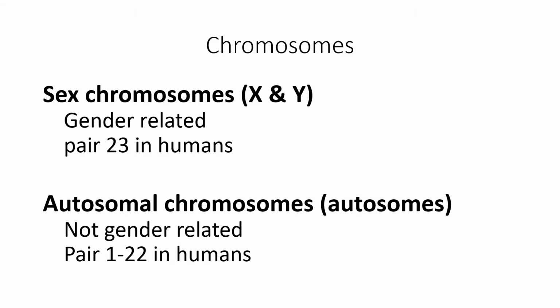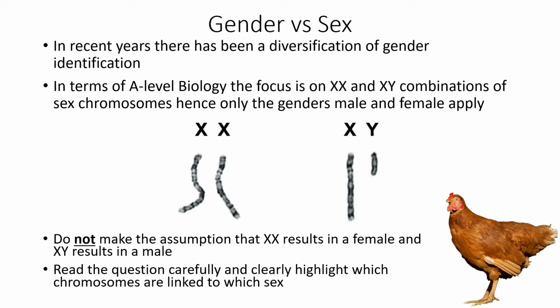of an organism. As you are aware, there has been quite a lot of debate and diversity in terms of gender identification in society. In terms of the A-level biology course, we only focus on genders male and female, and we only relate those to XX and XY chromosomes. You do need to be careful though. Don't make the assumption that every organism XX results in a female and XY results in a male. There are plenty of organisms where the reverse is true, so you do need to read those questions carefully.